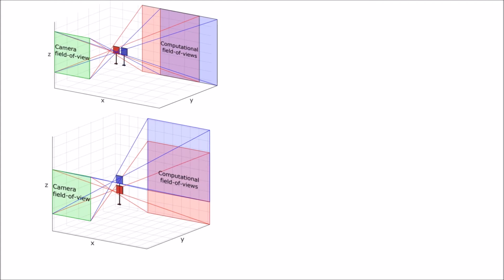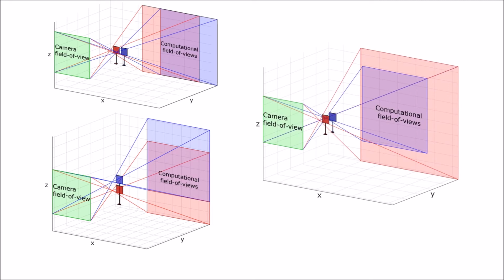Different occluder positions emit different computational fields of view, with shifts in the X and Z position resulting in respective shifts in the computational field of view. Similarly, changes in the distance from the imaging wall to the occluder, or the occluder size, result in scaling of the computational field of view.